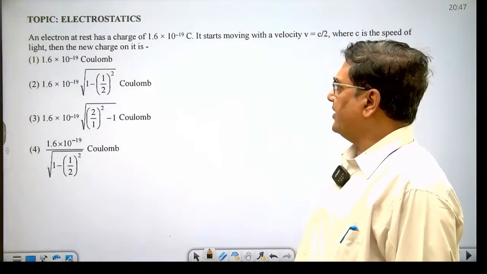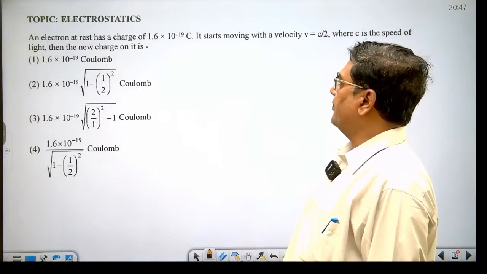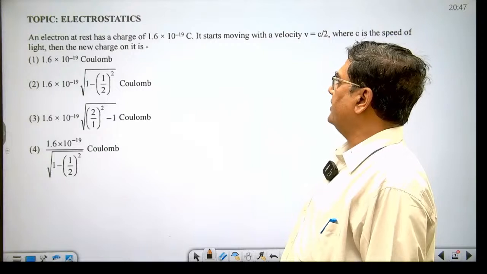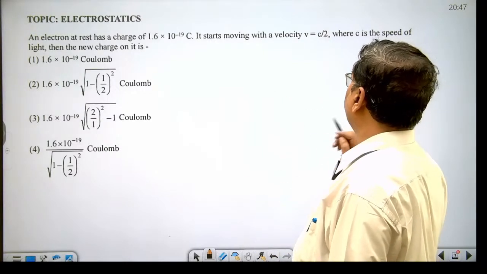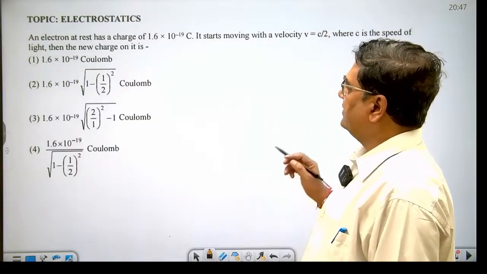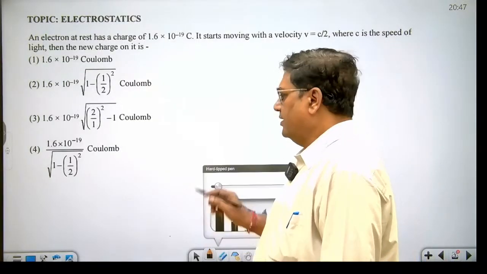An electron at rest has a charge of 1.6 × 10^-19 coulomb. It starts moving with a velocity v equal to c/2, where c is the speed of light. Then what is the new charge on it?